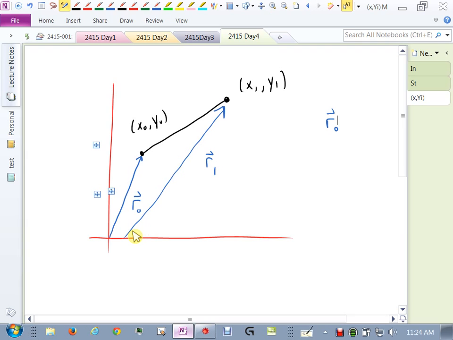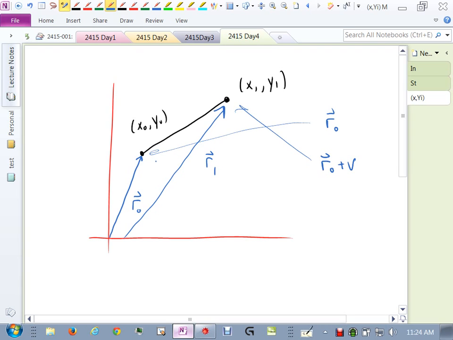What would I need to get me from here, from the origin, all the way to the last point? I would need to go R0 plus V, right? Plus V. So that would get me here. This one gets me here.